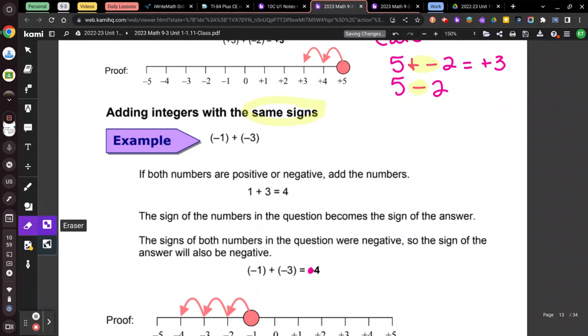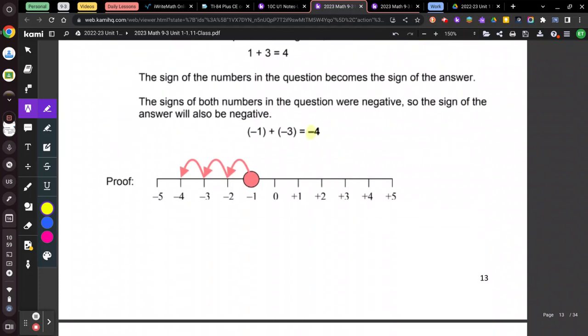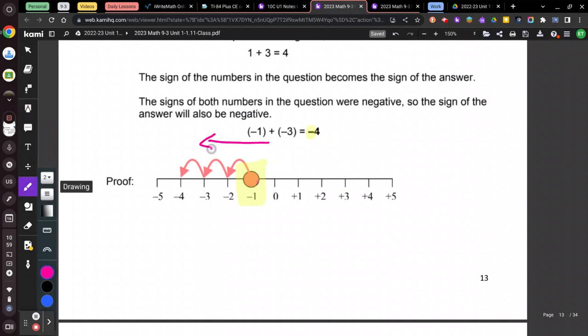Whoopsie, thought it was highlighting. Your answer is negative in the end, put the negative sign on. So it's saying ignore them first, add the digits, and then put the negative on your answer. And then you do the proof. If you wanted to prove it, or the question gave you a blank number line and said prove this answer, you would start at the first number, your -1, and then you would add -3. But remember, when you're adding a negative, we're moving left when we add negative numbers.